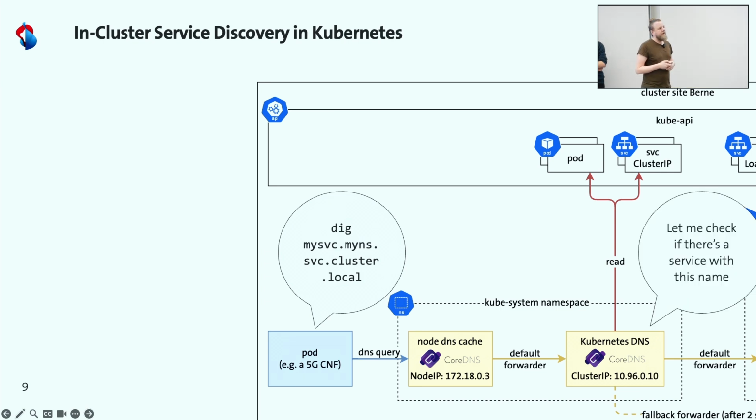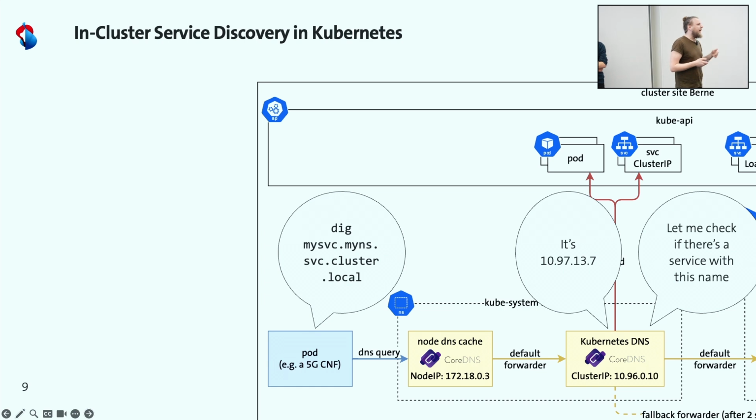This request will eventually arrive on the DNS service of Kubernetes, which is this CoreDNS instance, and it will check the kube API whether there is a service with that name or not. If there is a service with that name and it has an IP, it will return this IP, and the consumer will be happy. So the technology used here is CoreDNS. It's a CNCF project. It's standard for Kubernetes, so every Kubernetes cluster deploys one CoreDNS instance, even the local kind cluster.